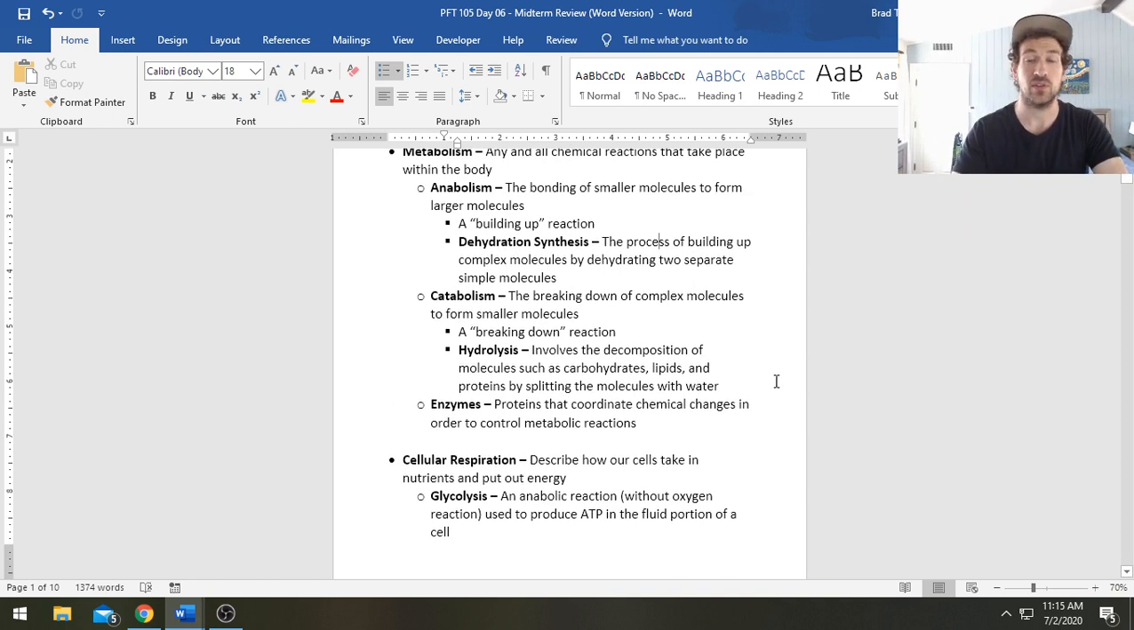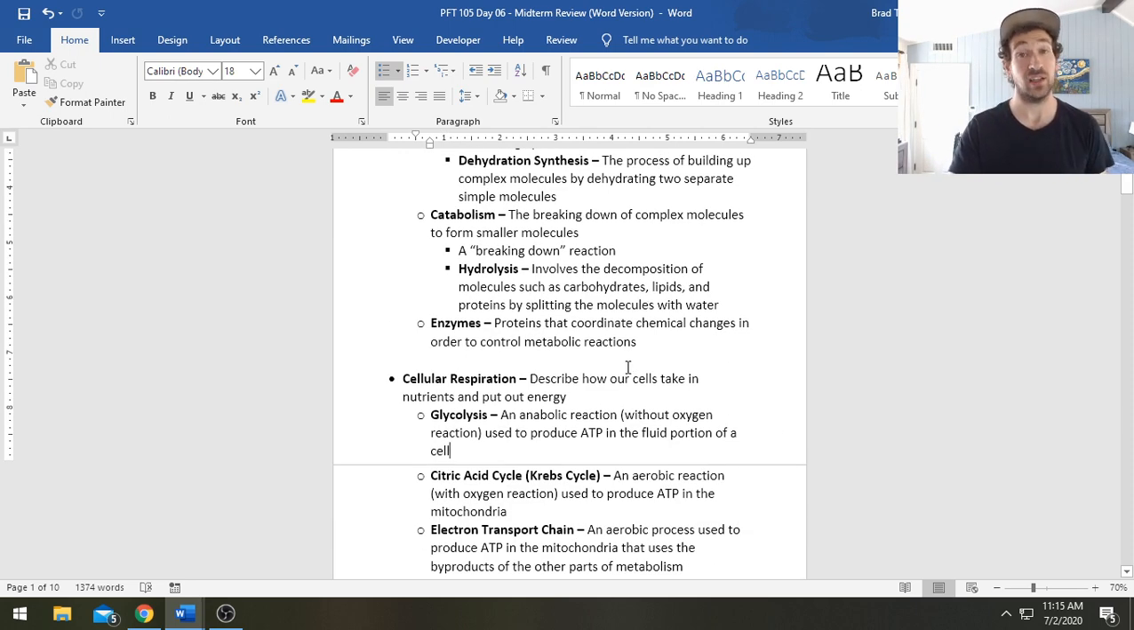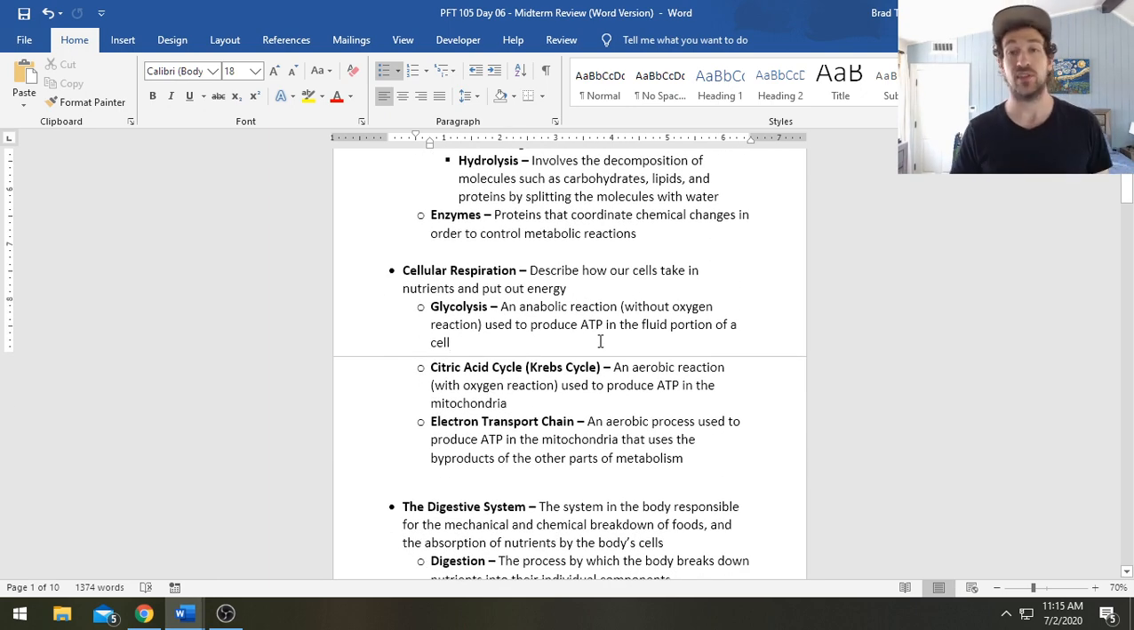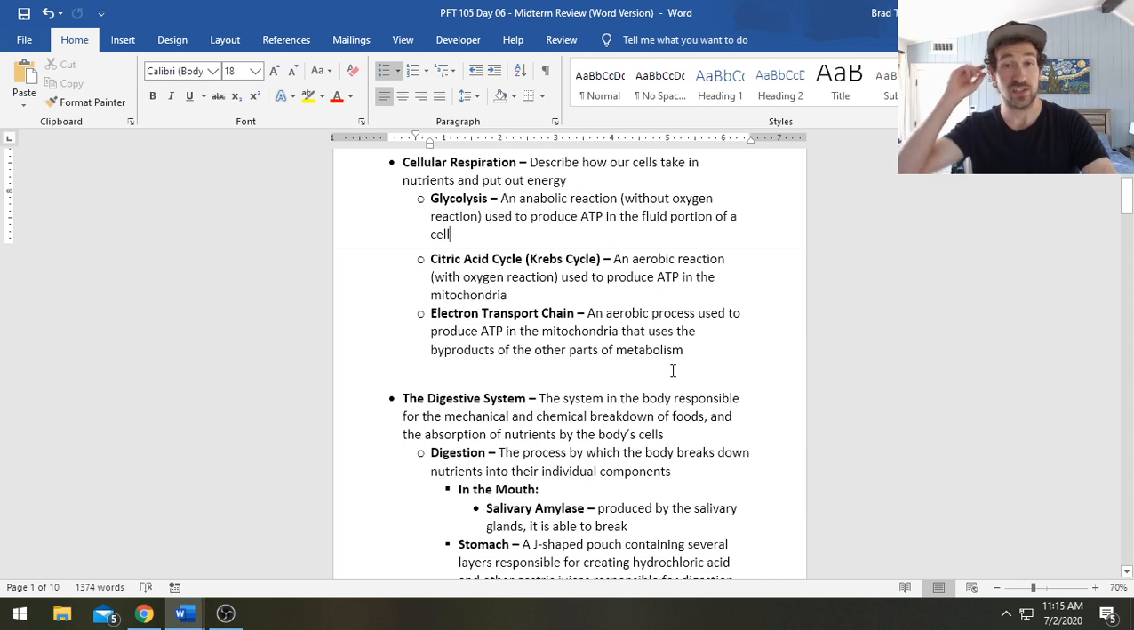Now, obviously, both of those are chemical reactions, and they need something to kick that whole thing off. I mean, it can happen naturally on its own, but when you add little proteins called enzymes, they can coordinate and make those changes happen a little bit more quickly and a little bit more easily. So enzymes are going to be present throughout our entire body, and they really assist with our metabolism by kicking those chemical reactions off.